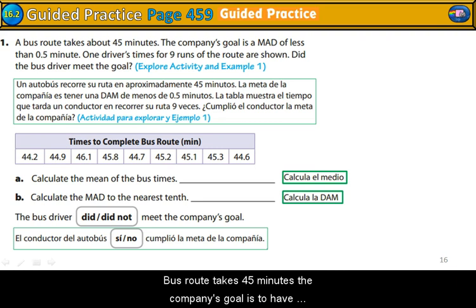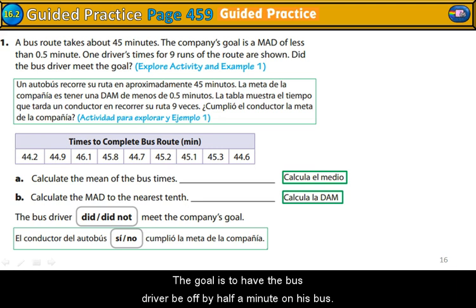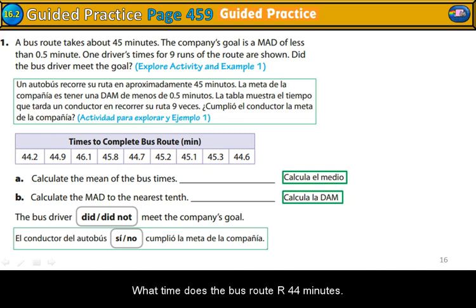A bus route takes 45 minutes. The company's goal is to have a mean absolute deviation of less than 0.5 minutes, or half a minute, 30 seconds. One driver's time for the 9 runs of the route are shown. Did the bus driver meet the goal? Again, the goal is to have the bus driver be off by half a minute on his bus route. The times to complete the bus route are 44 minutes, 0.2, 44.9 minutes, 46.1, 45.8, 44.7, 45.2, 45.1, 45.3, and 44.6.